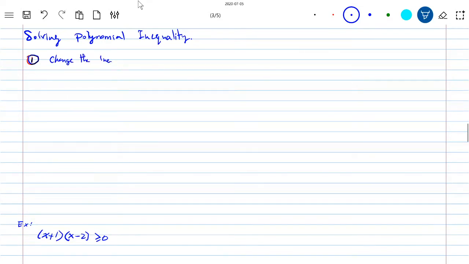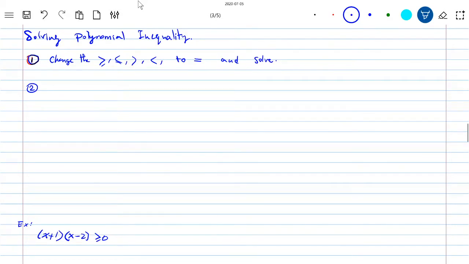Change the inequality, either one of these, to an equal sign, and solve the equation. You'll find some zeros, a solution.